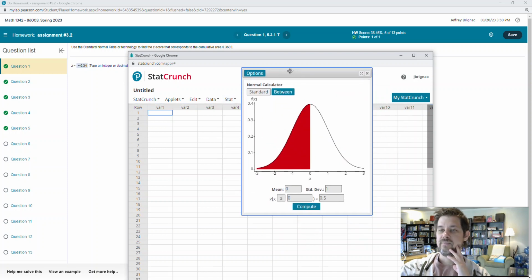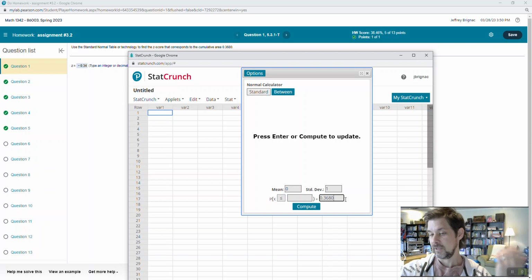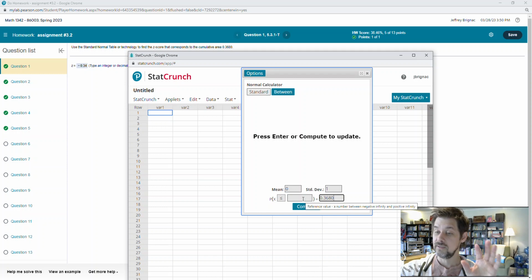What it brings up is the standard normal: mean of 0, standard deviation of 1. That's what I want. Now the z-score is the number on the horizontal axis that has the area 0.3680 to its left. So the way I find that is I say x less than, and I just leave this blank. This number will be the point on the horizontal or x-axis, and this number is what I want the area to be. So that was 0.368. If I put it in like that, the number that's going to show up right there is the z-score. It's the number on the horizontal axis.